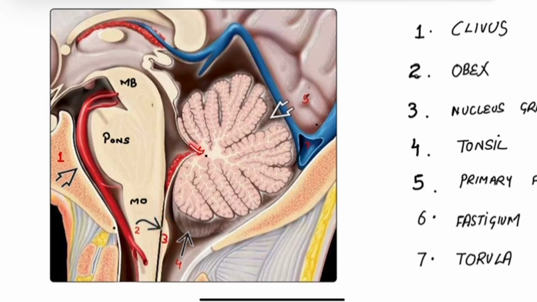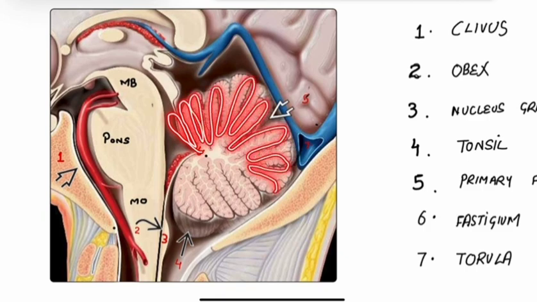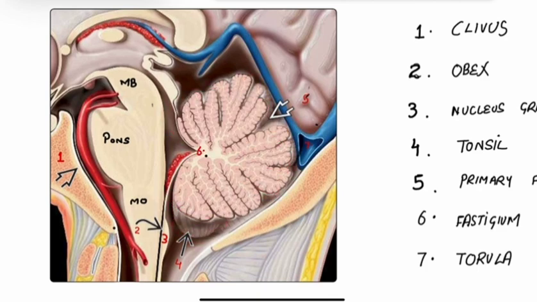Here we can note how the cerebellar folia are more radially oriented, and this is the cerebellar tonsil. This one labeled here is the primary fissure. We will study the fissures of the cerebellum in detail. This confluence of sinuses is known as torcula.